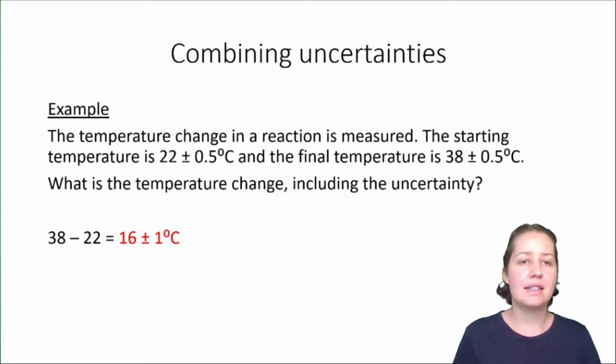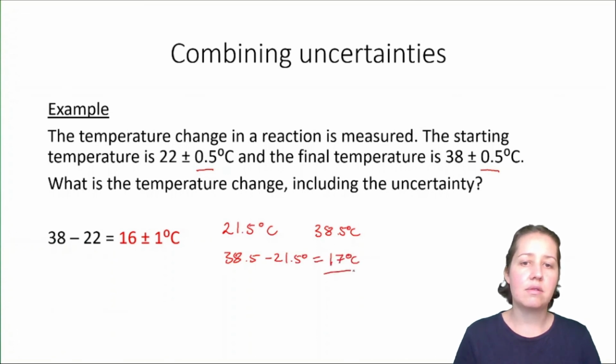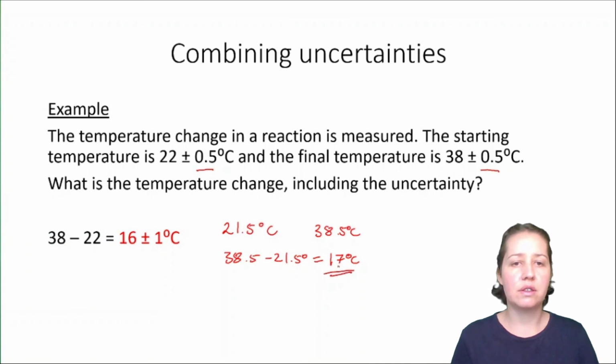This should come out as 16. We're subtracting the temperatures, and it's plus or minus 1 degree C. So you're adding together those uncertainties of 0.5 in each case. Let's just take a look at how this works. The lowest possible value you could have had with that uncertainty was 21.5 degrees C. The highest possible value was 38.5 degrees C. If we do 38.5 minus 21.5, that would give you a temperature change of 17 degrees C. That's the maximum that you could have got.